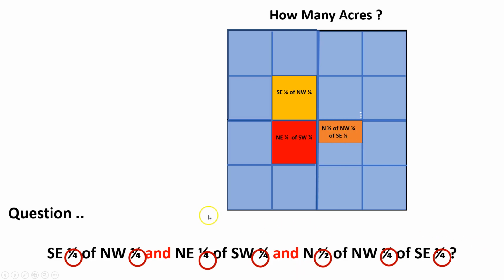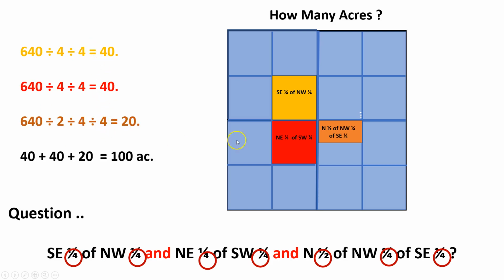We have that here. We literally do 3 mini calculations, each one starting with 640. So in this particular case, we would have 40 acres, and 20 acres. So the total acreage of all of this lot here would be 100 acres.